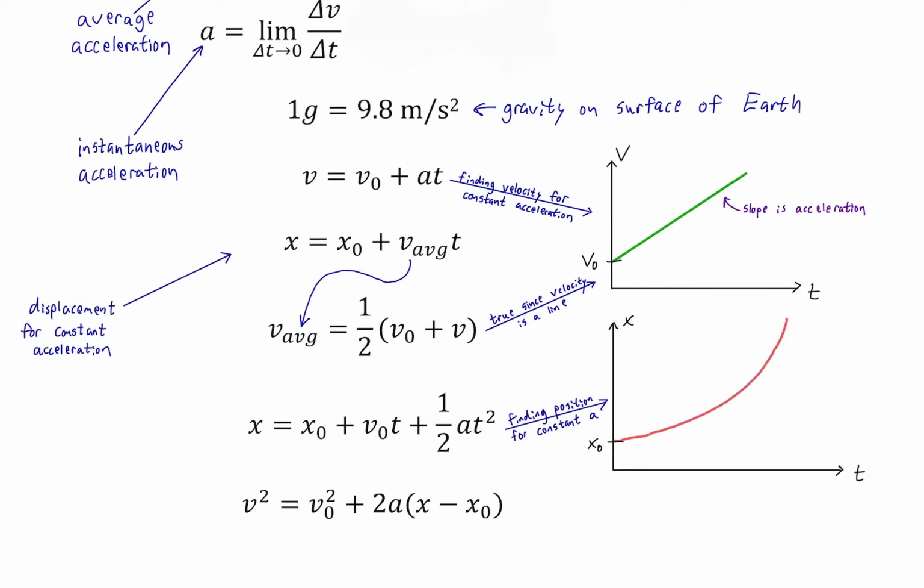So what is this equation? Well, this equation is mathy again. It's just the equation of a polynomial. It is how you find position for constant acceleration, because here is position as a function of time, and position is parabolic when acceleration is constant, just as velocity is linear when acceleration is constant. All of these only apply to constant acceleration because they are the kinematic equations.